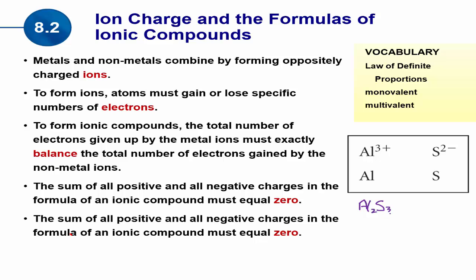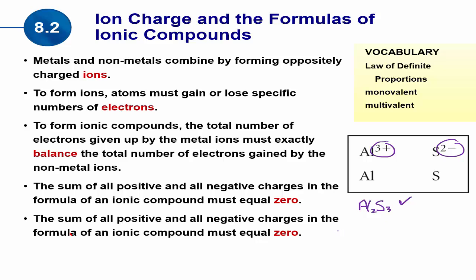So again, these are self-checking. You never show these charges in your finished formula. These charges, these combining capacities, are only there to help you come up with the right formula. So I've got 2 aluminums. Each aluminum is 3+. So the total charge on aluminum is 2 times 3, 6. Charge on sulfur is -2, but I have 3 of them. 3 times -2 is -6. That adds up to 0. Cool. Self-checking. You know that it's right.